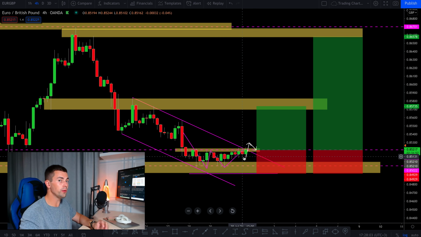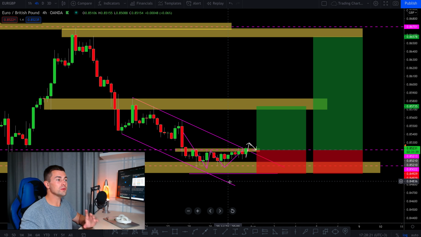Yes, and the only thing that you need to do right here, you must be patient enough to wait for the 4-hour candle close. Then you must be patient enough to wait for the retest. Yes, and only then you open your trading position, and then you wait.